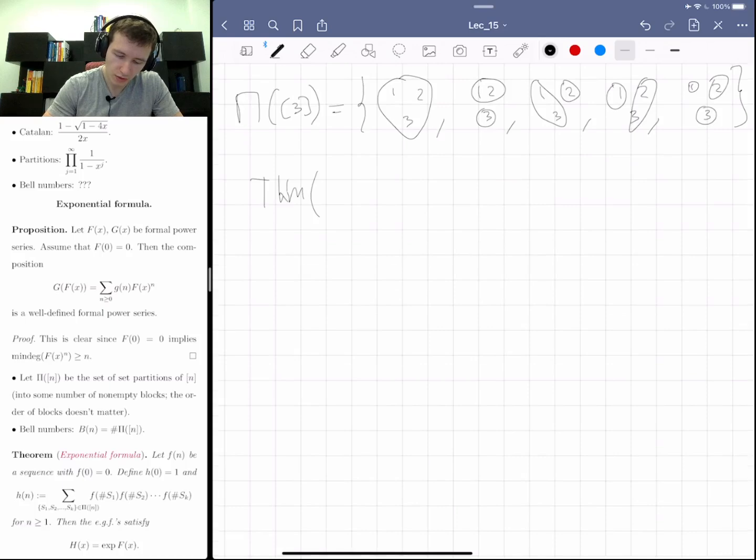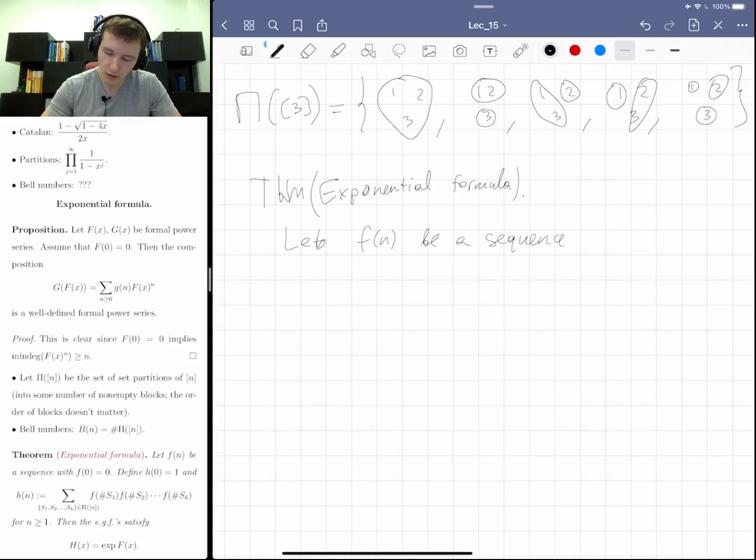The exponential formula. Let's say you have some sequence. Let f of n be a sequence which starts with a 0. So f of 0 is 0.